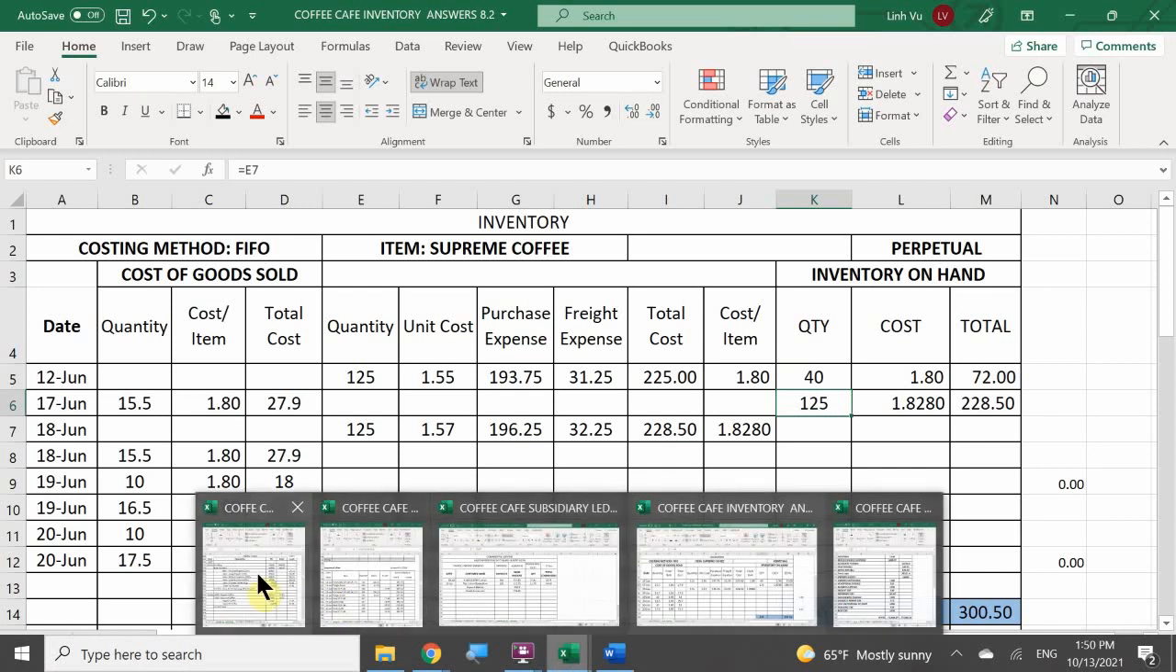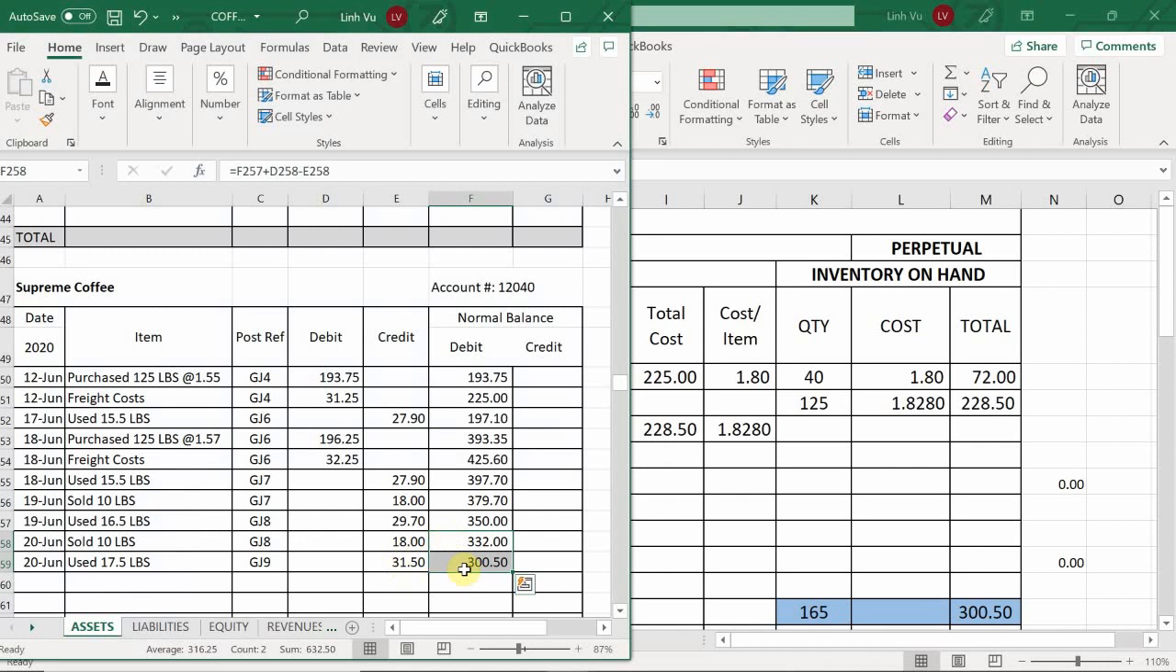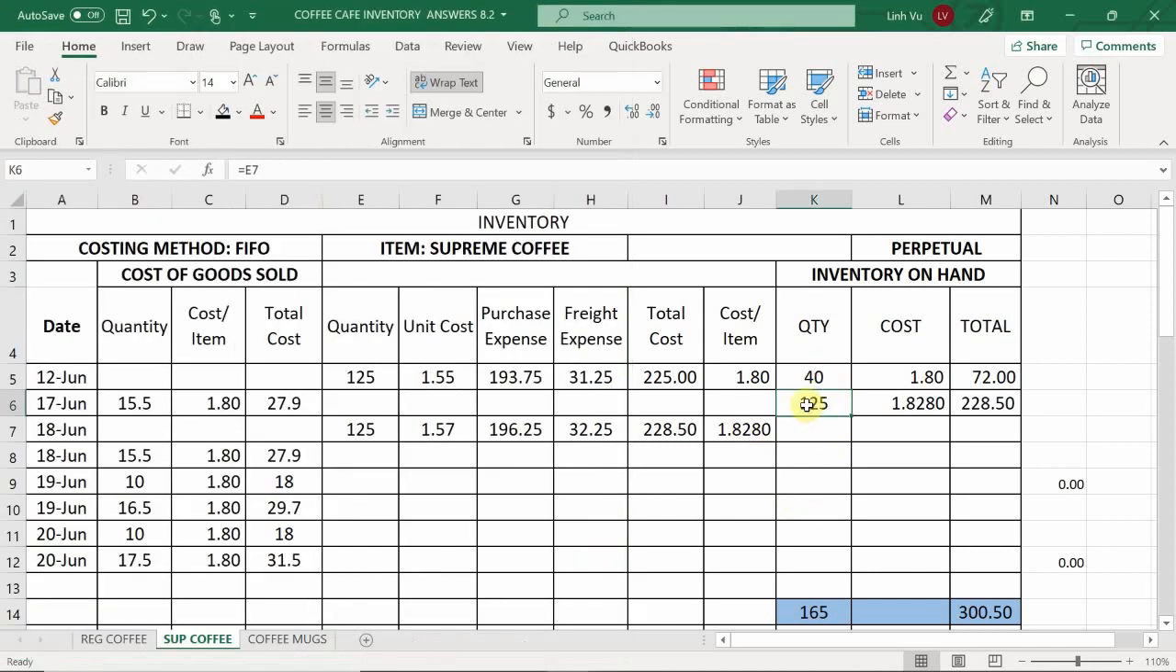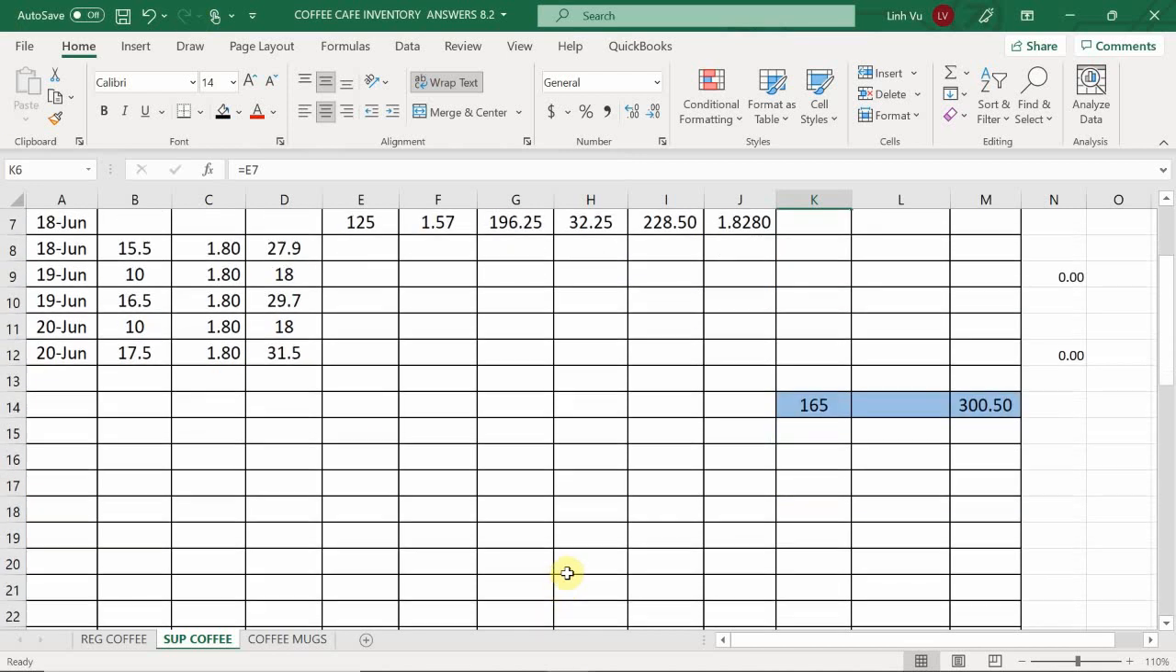Okay. So let's take a look at my ledger one more time. 305, 300.5. Okay, so we forgot to take out the 10. So now we have 40 of the first batch at 125. So in grand total, we have 165 pounds at 350, $300.50. Okay, good. All right.